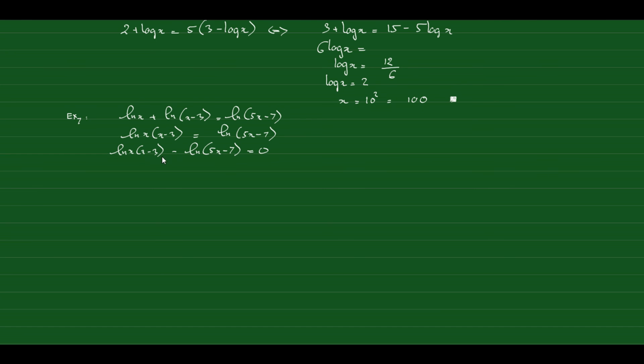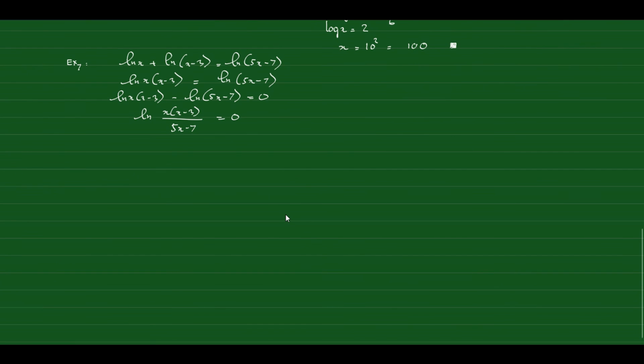Then you see the subtraction between ln gives you ln of the top over the bottom equal to 0, and now you kick them up, so you will have x times x minus 3 over 5x minus 7 equal to e raised to the 0, which gives you 1. So you have this equal to 1, and you multiply both sides by the denominator, so you have x times x minus 3 equal to 5x minus 7. There you go.